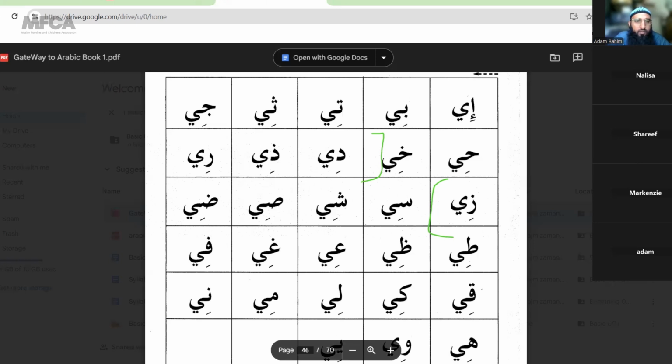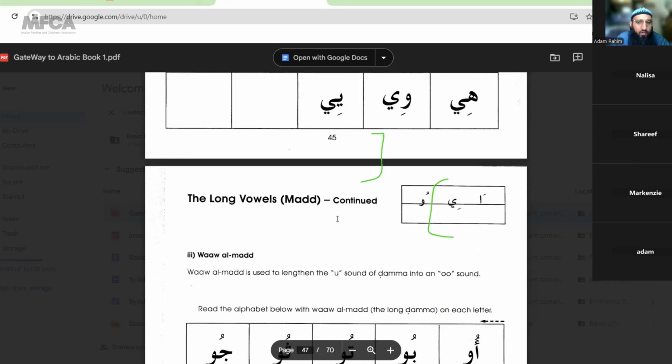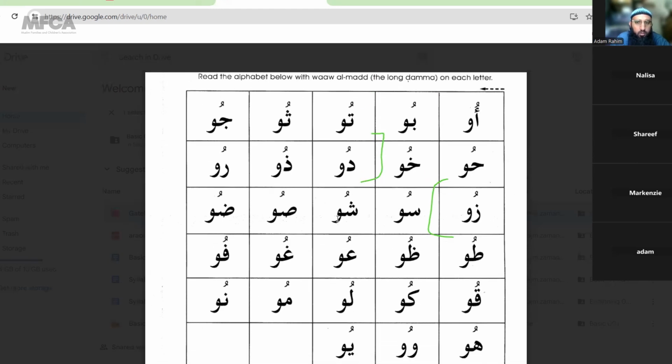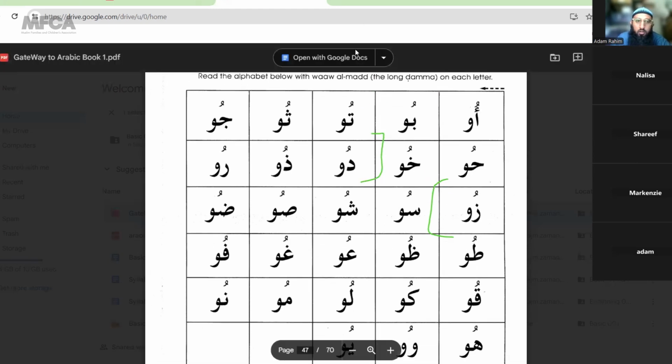Z. Z. Very good. Ahsanti. Just remember to mute yourself, guys, after you've completed. Jazakumullahu khairah. And lastly, we're going to take the last of the long vowels that we've been learning, with the letters that we learned today.